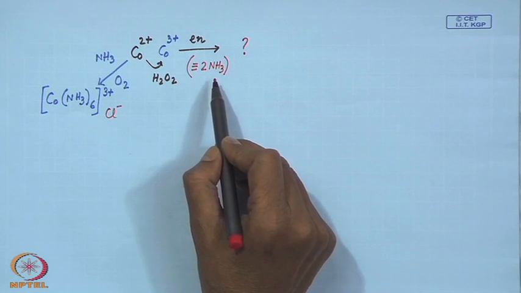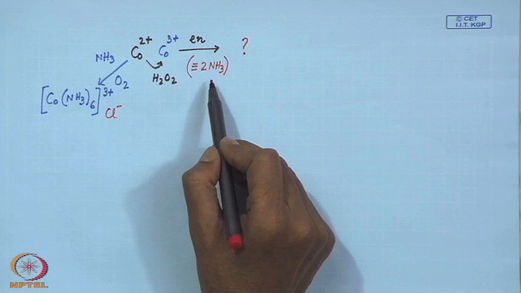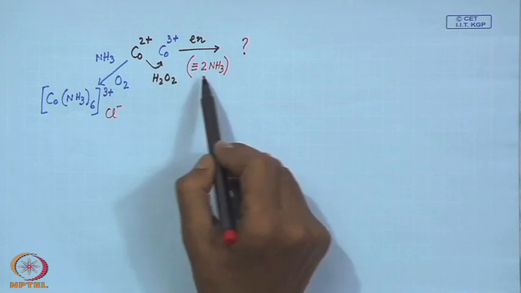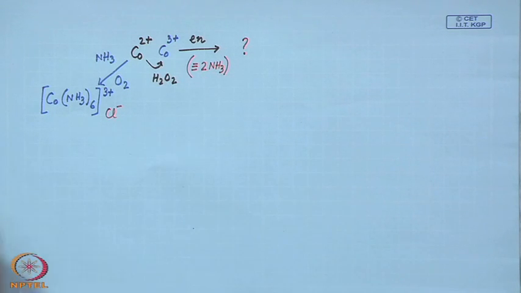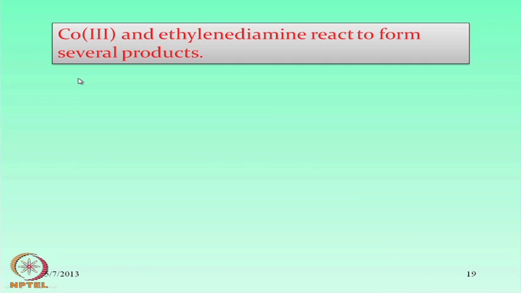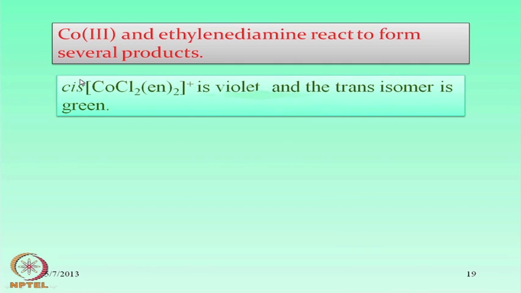But in this particular case, if we are lucky enough, we can get some compound where cobalt-chlorine bonds are still present, which can give rise to one particular isomeric form. So, we get the corresponding cis variety where 2 ethylene diamine molecules are bound to the cobalt center and 2 chlorides are still there, which is violet in color, and the trans isomer is green in color.